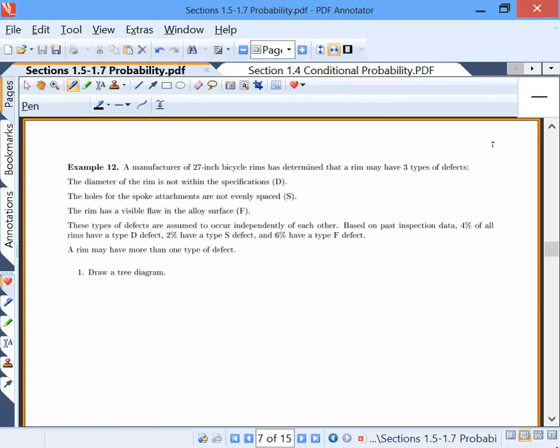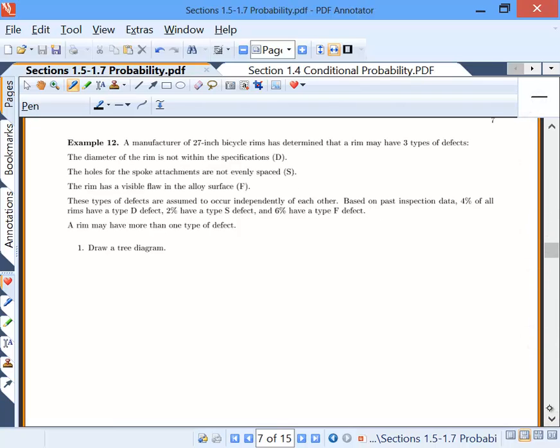So at this point, we are still working on section 1.5, probability of intersections, and we were using tree diagrams. So for example 12, we have a manufacturer of 27-inch bicycle rims has determined that a rim may have 3 types of defects. The diameter is not within specifications, the holes for the spoke attachments are not evenly spaced, and the rim has a visible flaw.